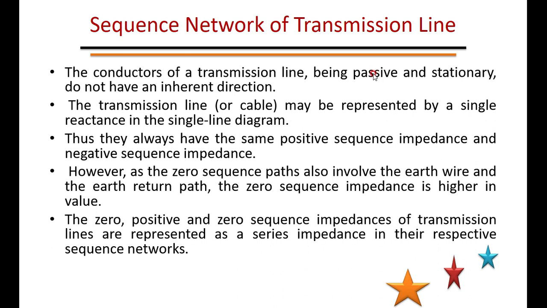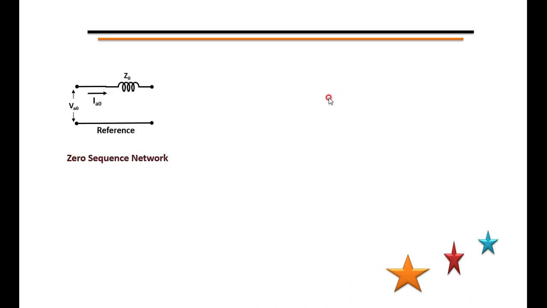Therefore, in the positive, negative and zero sequence diagrams, it is represented by the respective impedance or reactance. The same thing is displayed here, that is, the zero sequence network is represented by the zero sequence impedance, and the terminal voltage is VA0 and the current which is flowing in the zero sequence network is IA0.